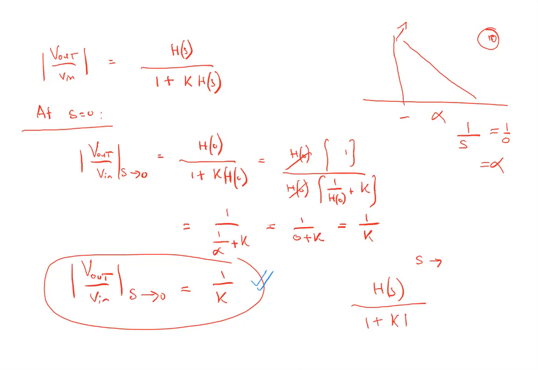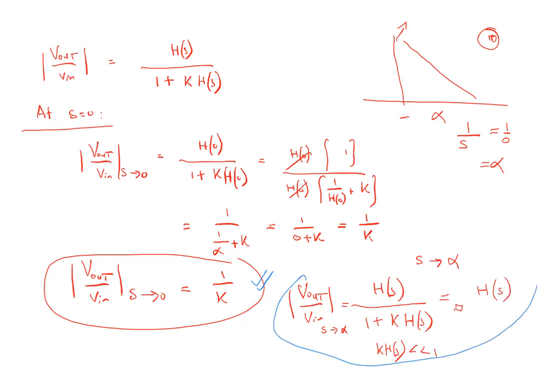When s is infinity, what is V out over V in? At s infinity, what happens? What is H of infinity? Almost 0. It's becoming almost 0, so we can get rid of some of the things. K H of s is becoming very much smaller than 1. So we can write it equal to H of s. So approximately this one becomes H of s.